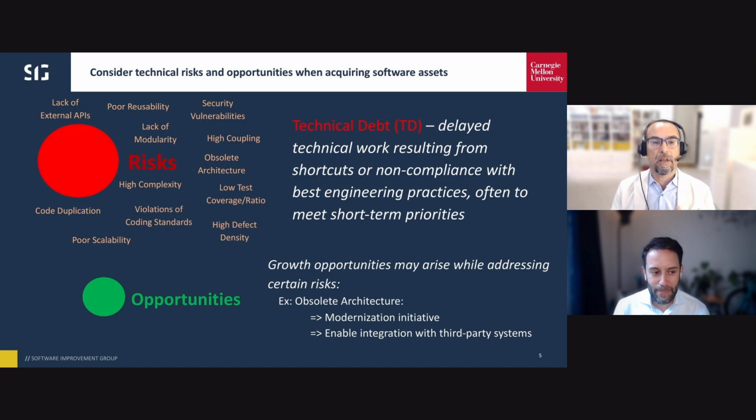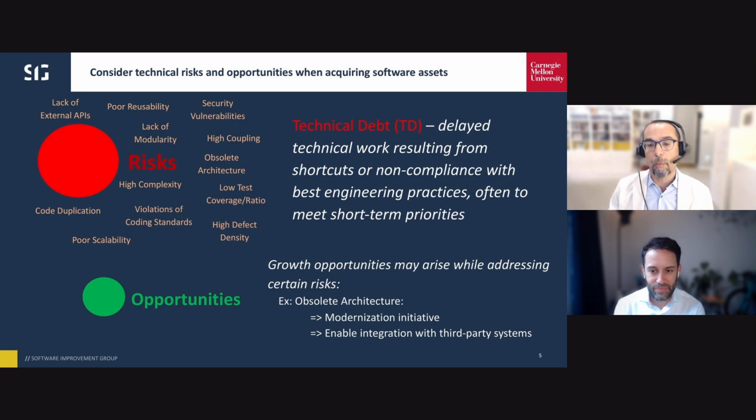Technical debt is basically what summarizes all of these risks in a succinct way and in a terminology that we can easily use, a known metaphor to be able to reason about these issues. So what is technical debt? Technical debt is basically delayed technical work resulting from taking technical shortcuts when we're doing software development. And these technical shortcuts can also be related to non-compliance with best engineering practices. And we take them often not just for ignorance, but to meet short-term priorities. So we want to go faster to be able to, for example, catch a market window. So all of these things are categorized under this metaphor called technical debt.